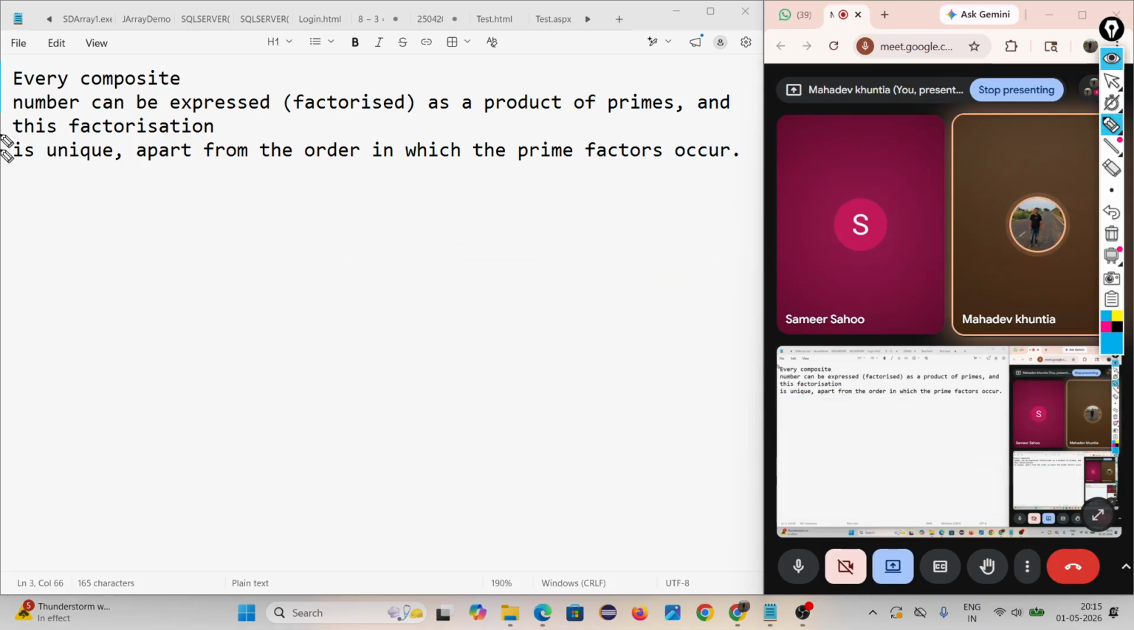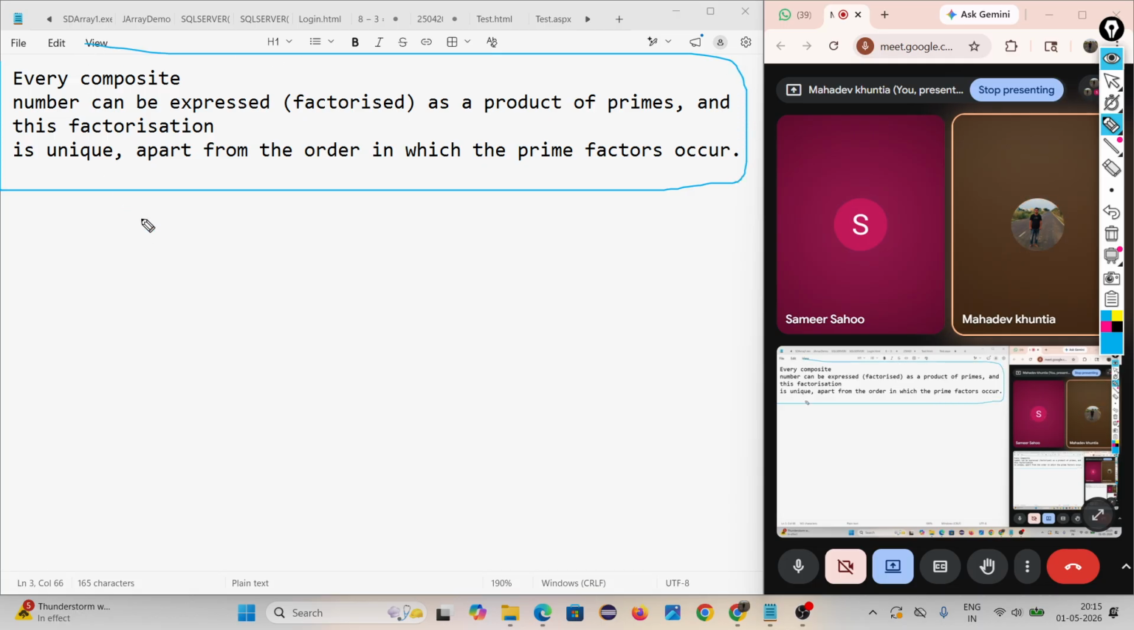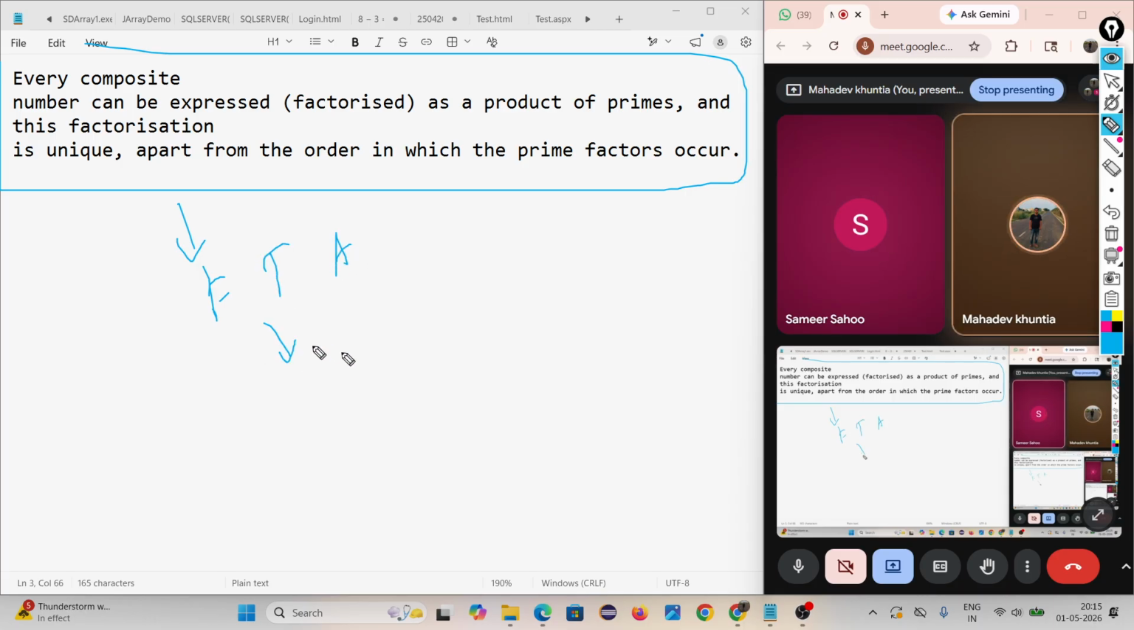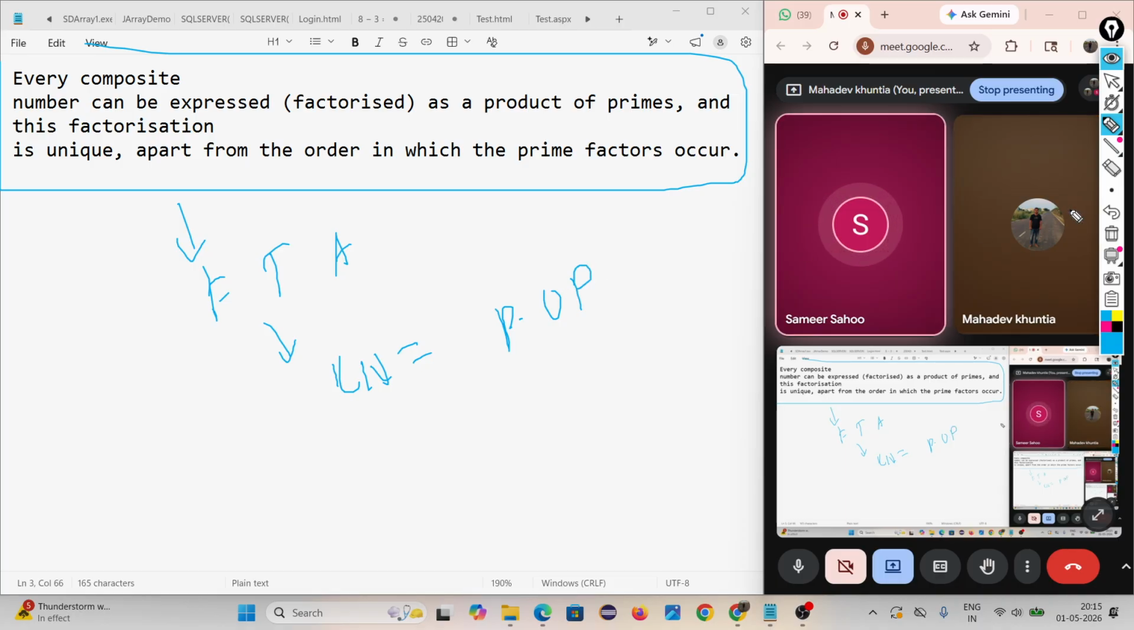You understand this theorem? This is called the fundamental theorem of arithmetic. Only one line you have to remember: a composite number equals a product of prime numbers.